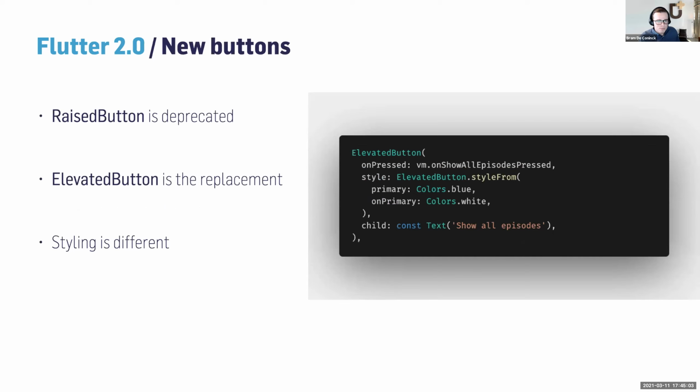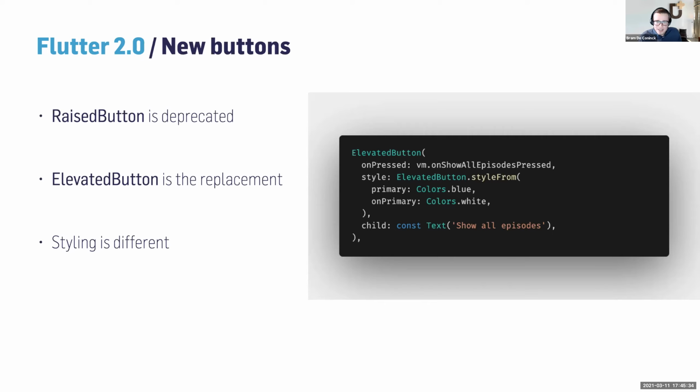Then there are also new buttons. Normally you use a raised button if you want a button which has elevation and a nice material color. It's mostly the same apart from the styling. So normally you'd set the background color and the text color, but now we have to set a style. This is an easy way of doing it. You just copy the regular style of the elevated button, and then we can set primary, which is the background color, and onPrimary, which is the text color.